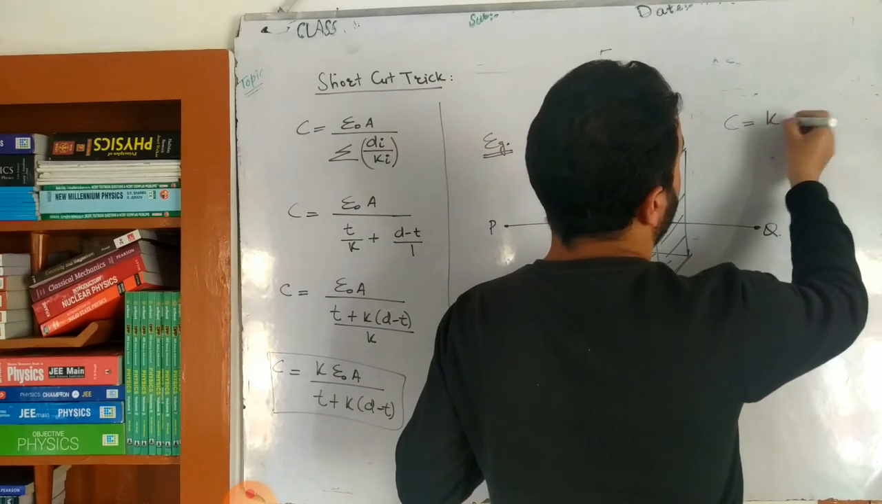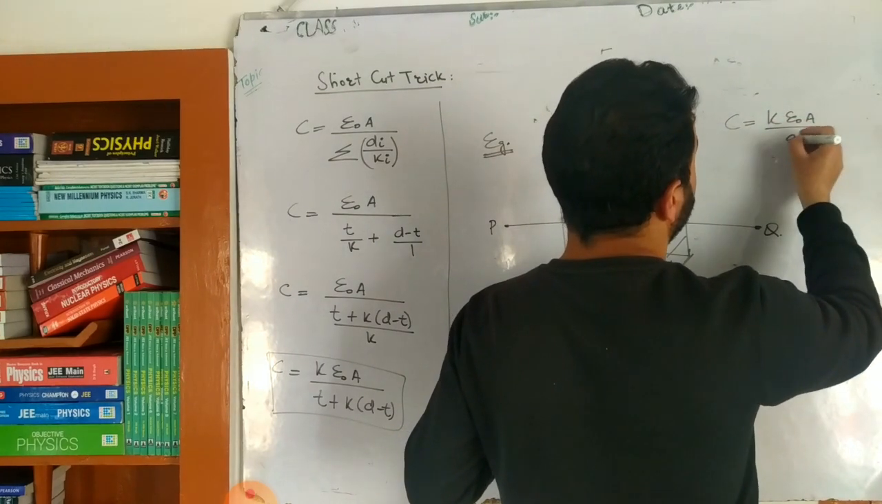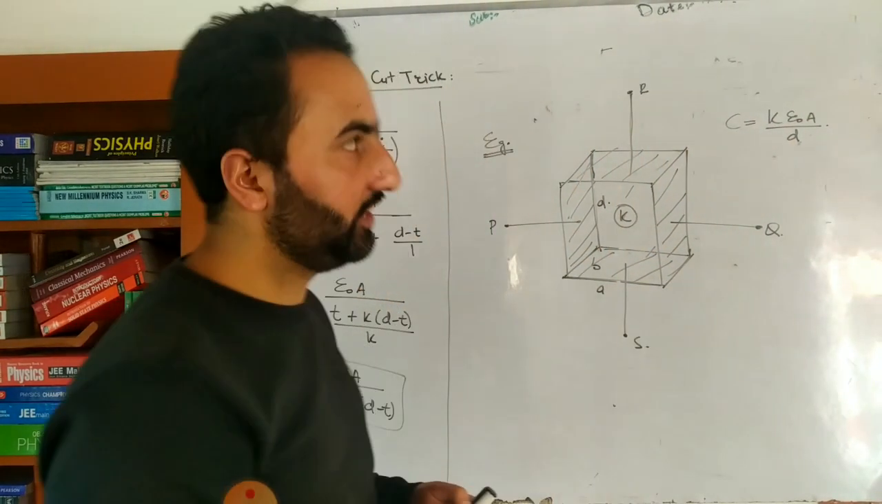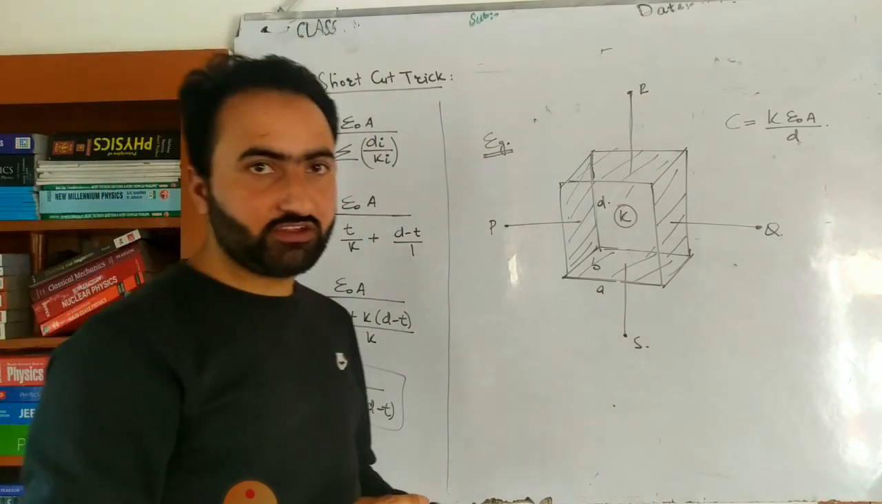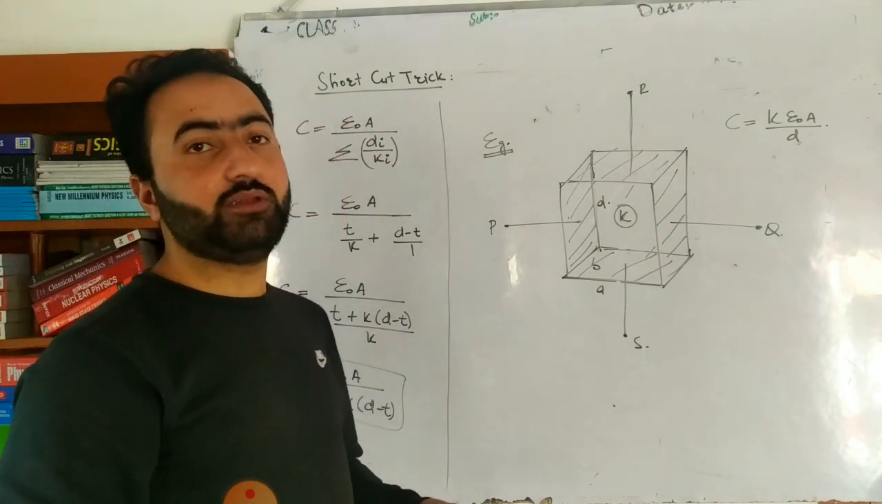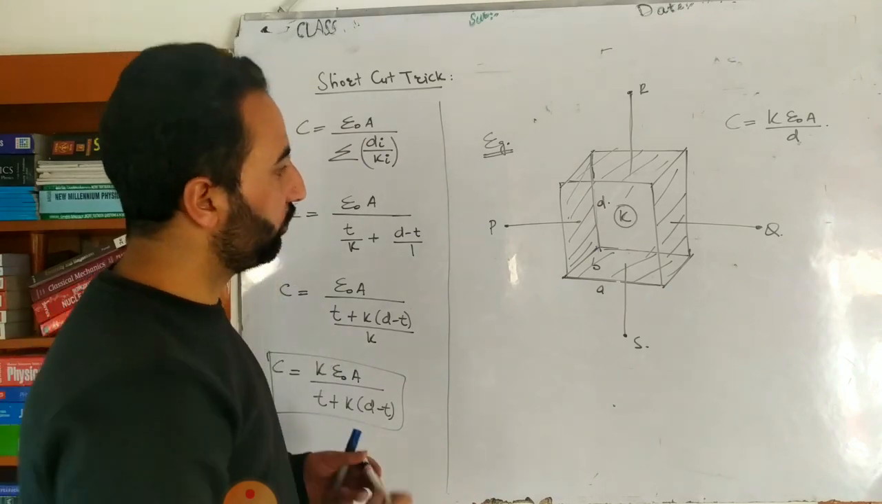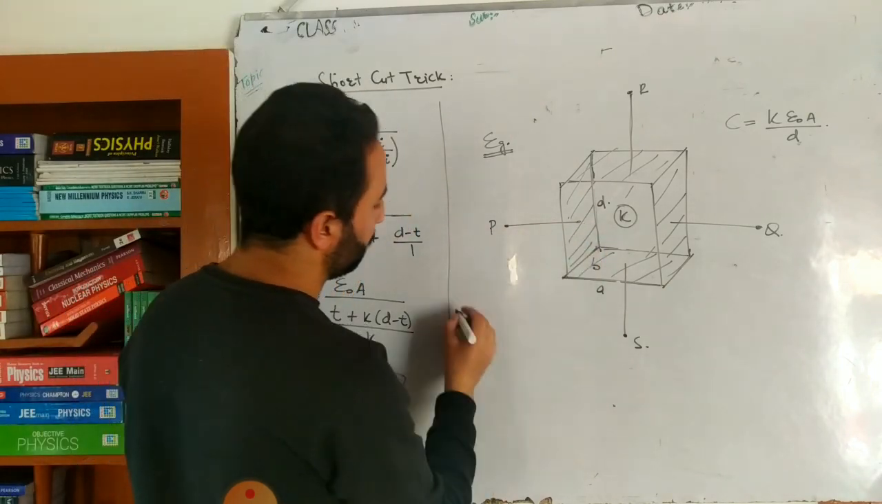Capacitance is simply equal to epsilon 0 A divided by D. Here A is the area of the plates which are coated, and D is the separation between those two plates. Okay? So let's first calculate the capacitance between the points P and Q.